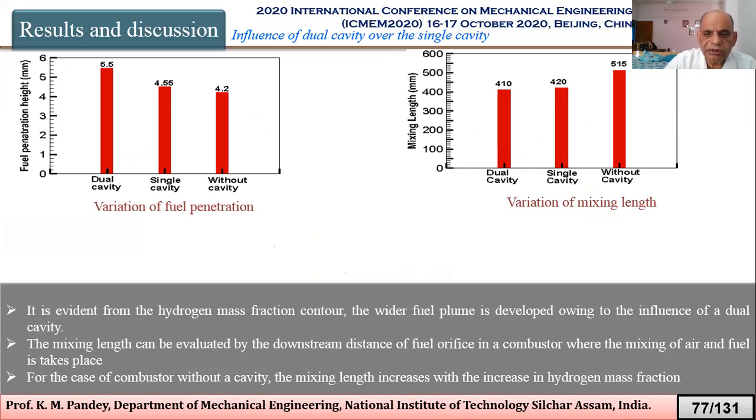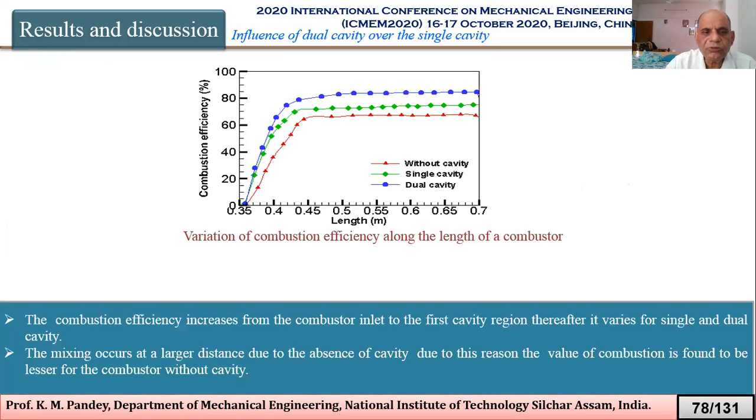And this is about the variation of mixing length. Here also we are getting some conclusions. For the case of the combustor without a cavity, the mixing length increases with the increase in hydrogen mass fraction, and it decreases where there is a cavity. And this is the diagram which shows the influence of dual cavity over single cavity, the variation of combustion efficiency along the length of the combustors.